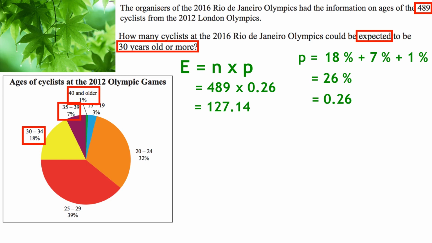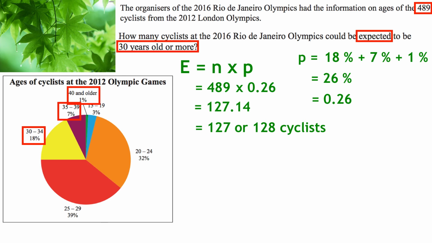127.14 to a whole number. So it can either be 127 or 128. So either of those answers would be accepted. And so if you get to this point, then that now gets you a merit or an R.